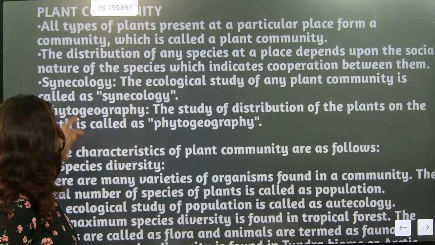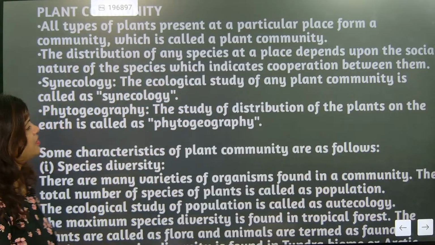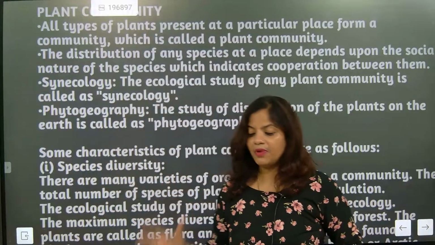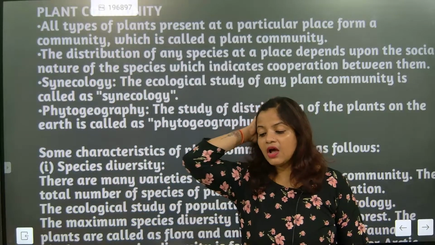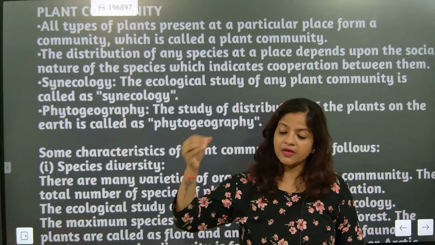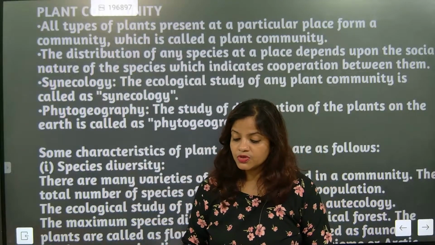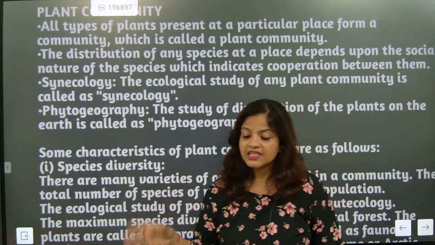Synecology. Synecology means the ecological study of any plant community. It covers where the plants are present, what their reproductive pattern is, how many plants are present in that area, their population explosion, and what factors the growth depends upon. So that is considered synecology.